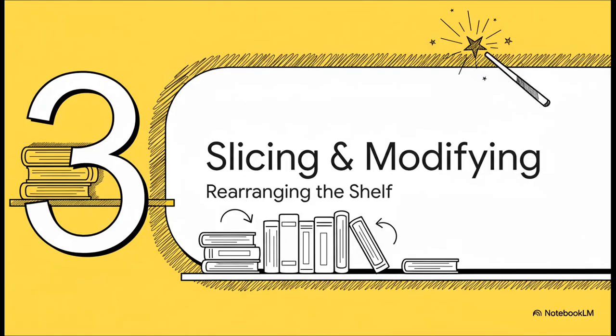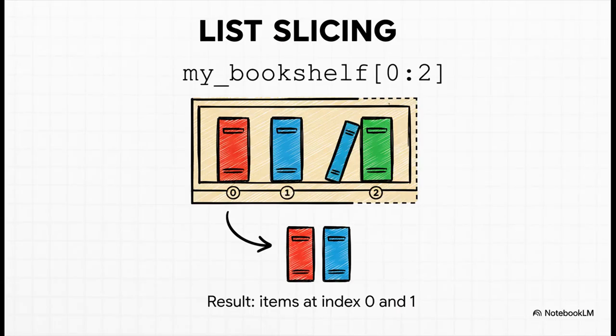Okay, grabbing one book is cool, but what if you want a whole section of books? Or what if you decide you don't like a book anymore and you want to replace it? This is where the magic part of our bookshelf really starts to shine. This move is called slicing, and it's incredibly powerful. You give it a starting index and a stopping index separated by a colon. But here's the little trick you have to remember. It grabs everything from the start index up to, but not including, the stop index. So 0, 2 really means start at index 0 and go right up until you get to index 2.